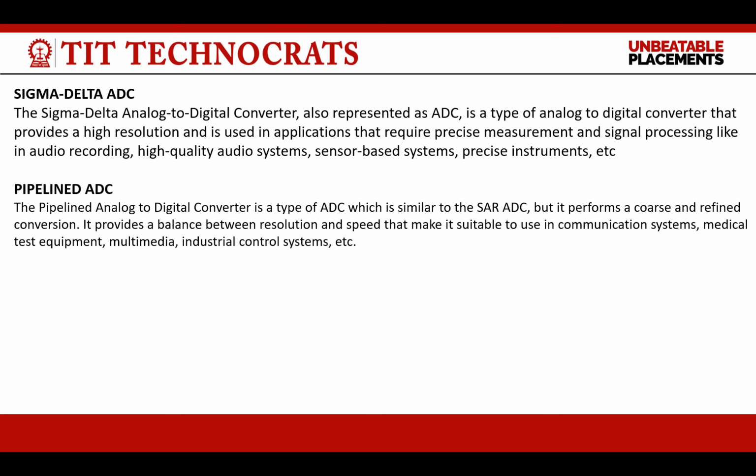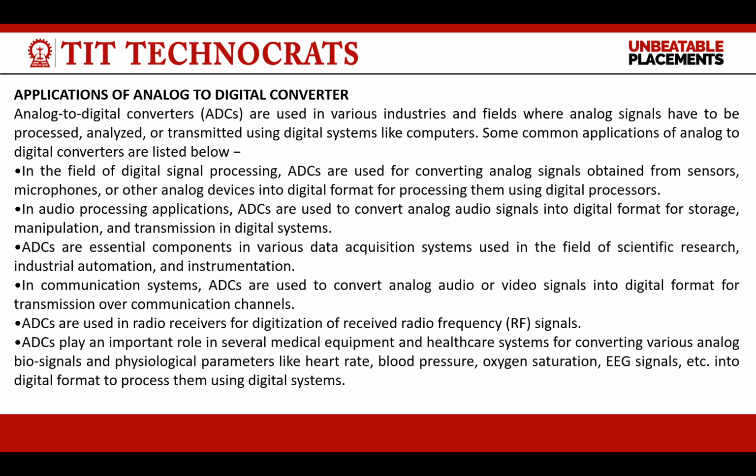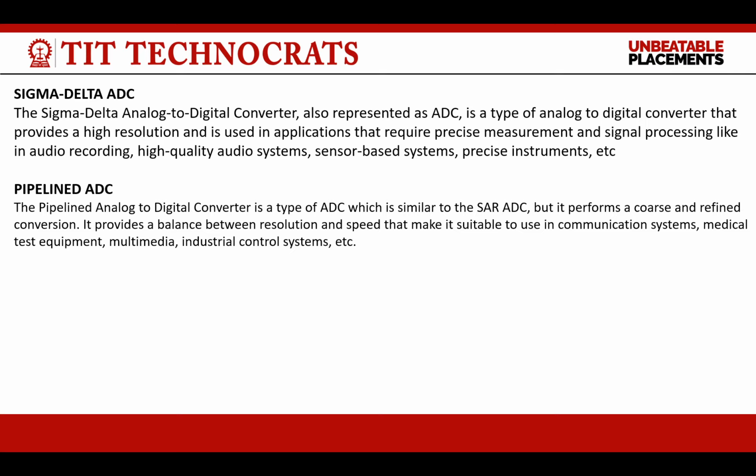Now the next is sigma delta ADC. The sigma delta analog to digital converter, also represented as sigma delta ADC, is a type of analog to digital converter that provides a high resolution and is used in applications that require precise measurement and signal processing, like in audio recording, high quality audio systems, sensor based systems, precise instruments, etc.